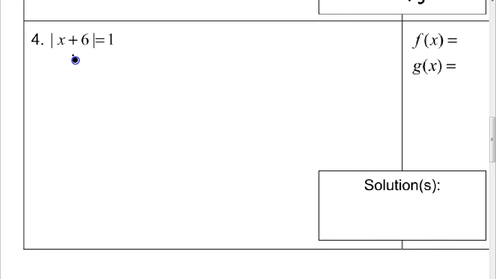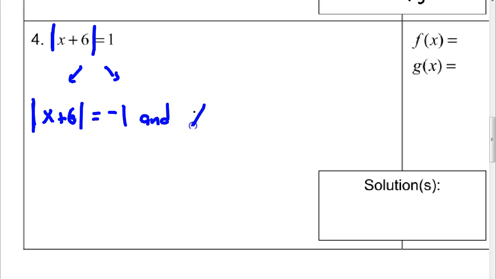So nothing is on the outside of the absolute value. So we go straight into breaking up in two parts. Okay, so we have absolute value of x plus 6 equals -1, and absolute value, sorry, I already did it wrong. You don't need the absolute values here.